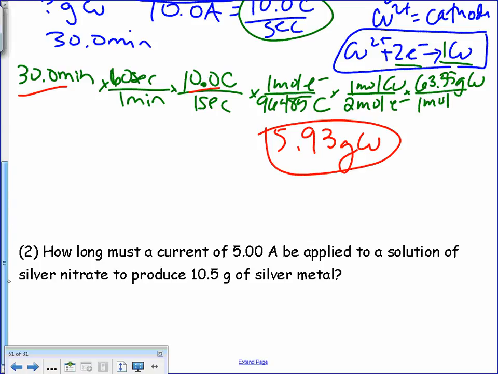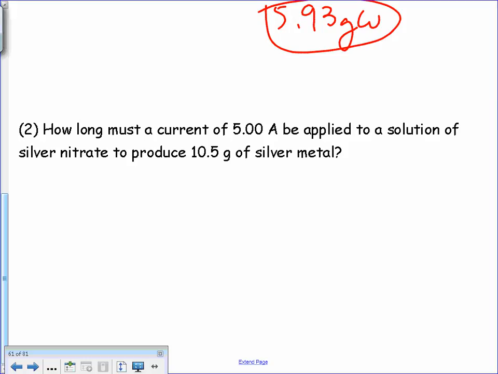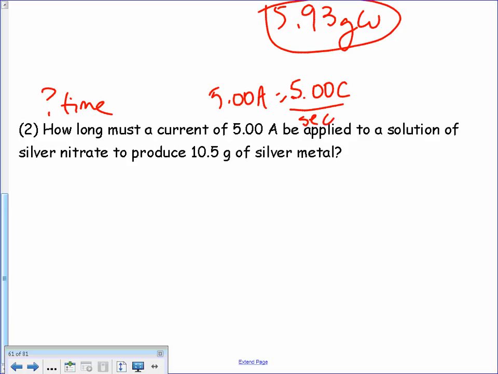Okay. So now our question is not regarding grams. Our question is regarding what? Number 2. Time. So the question is time. Must a current of 5 amps, and tell me what amps are in terms of their true units. 5 coulombs per second. It's nice to write that down because that way you don't forget the units there. Must be applied to a solution. Okay, what is that screaming to us? Water is present. Think about that as you're thinking of your half reactions. Of silver nitrate, okay, to produce 10.5 grams of silver metal.